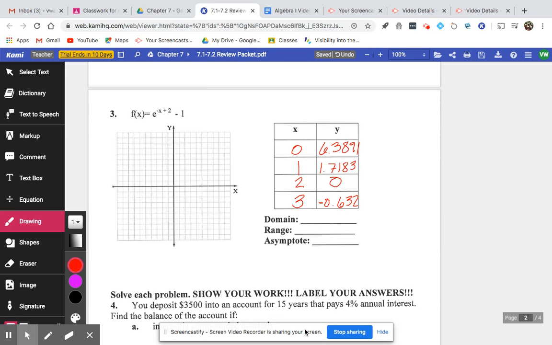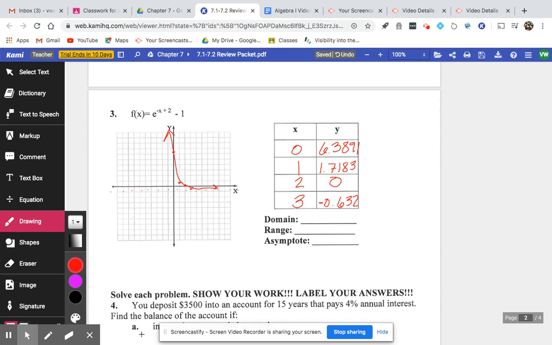So 1, 2, 3, 4, 5, 6.3. Right about there. We got 1.7. Right about there. We got 2, 0. That's an easy one. And 3, -0.6. So I think right about there. And I can kind of guess where my asymptote might be. I think it's going to be right along there. So I think my asymptote's going to be right here.